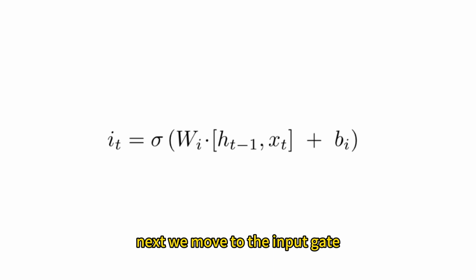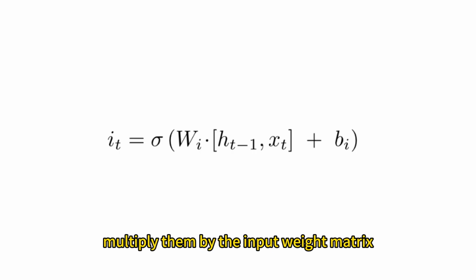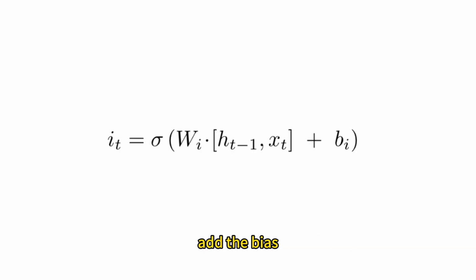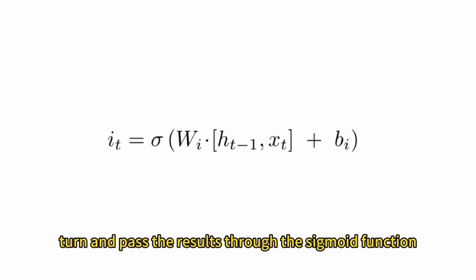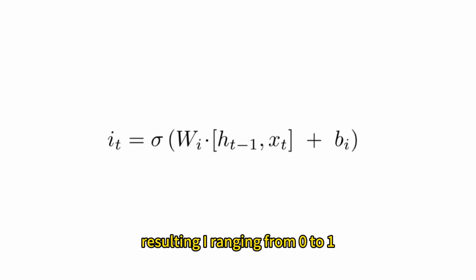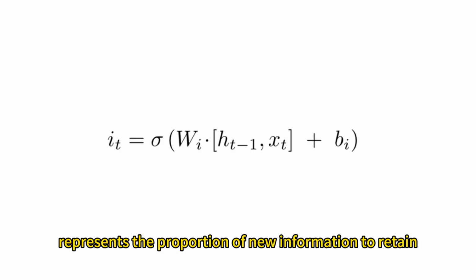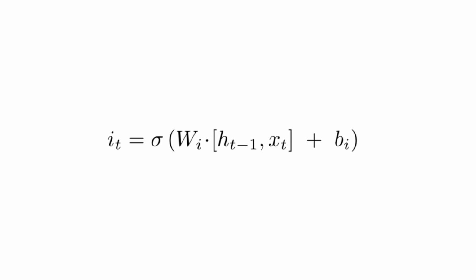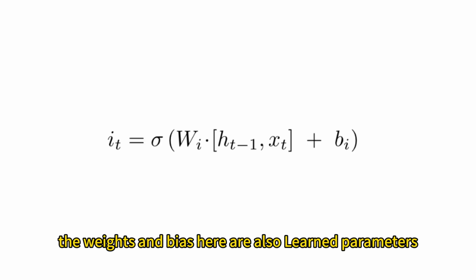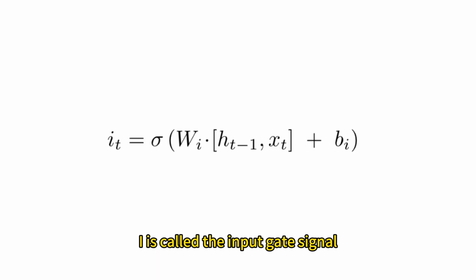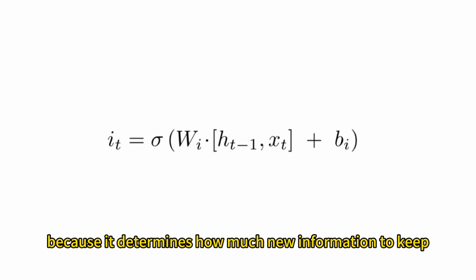Next, we move to the input gate. We again concatenate the hidden input and the input vector, multiply them by the input weight matrix, add the bias term, and pass the result through the sigmoid function. The resulting I, ranging from 0 to 1, represents the proportion of new information to retain. The weights and bias here are also learned parameters. I is called the input gate signal because it determines how much new information to keep.